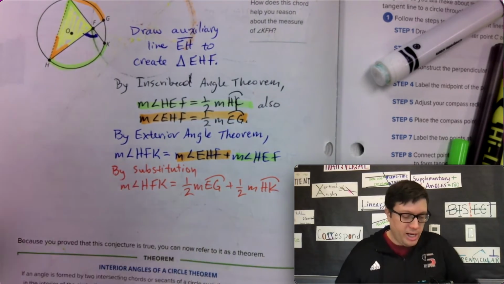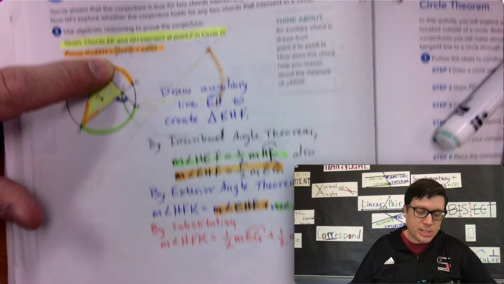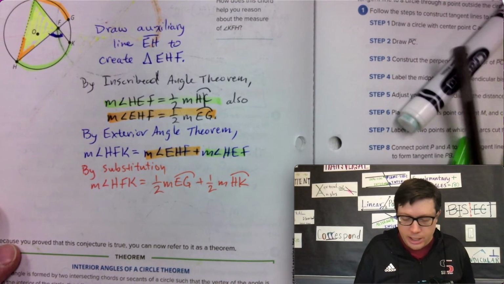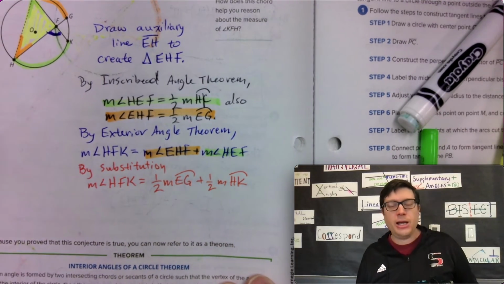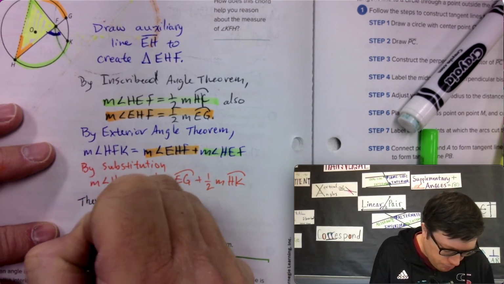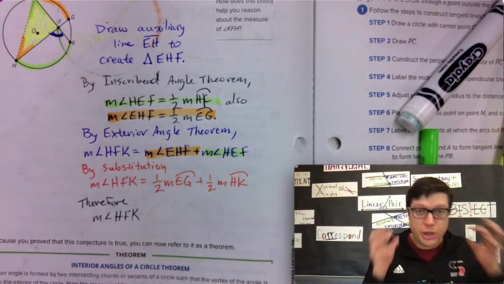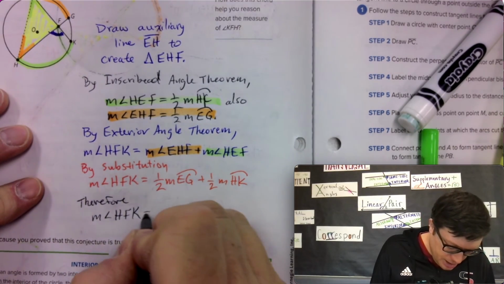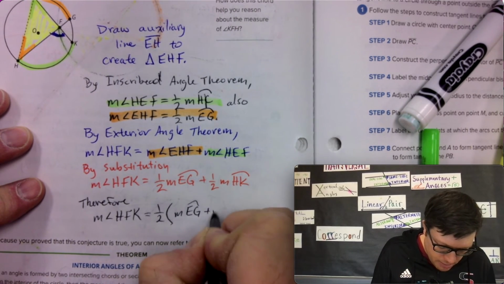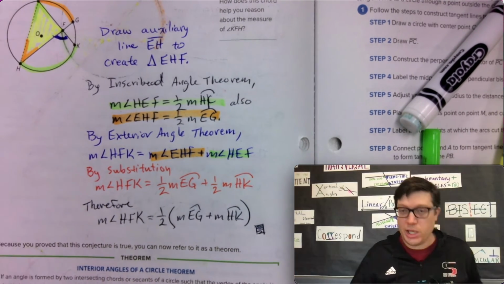So we're almost done, right? If you go back and look up at the thing we must prove, it says we have to have the 1/2 separated out in front of everything. It's like the reverse of distribution. In fact, it's called factoring, and it's an algebra property. So therefore, the measure of angle HFK, the thing we're supposed to prove, is equal to 1/2 of the measure of arc EG plus the measure of arc HK. And that is what we needed to prove.